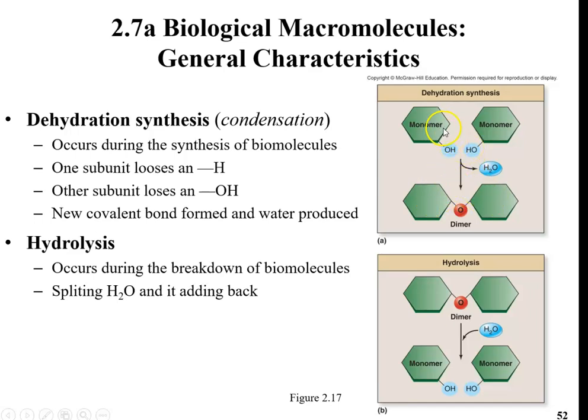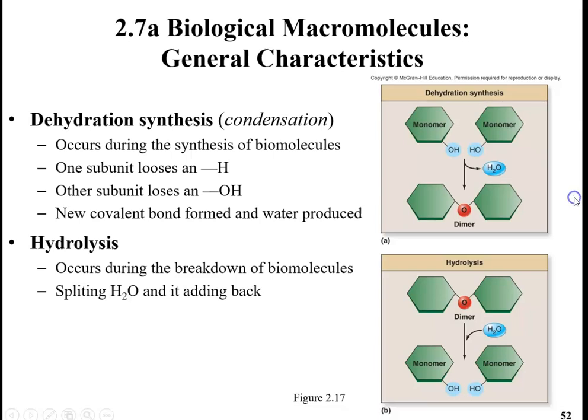So let's say this was two glucose molecules, and you're trying to make glycogen. So these glucose molecules come together, give off water, and what's left behind is a part of glycogen that you can continue building on. Hydrolysis is just the opposite. It occurs during the breakdown of biomolecules. And as the name implies, it involves the lysing or splitting of water and adding it back to those subunit molecules.